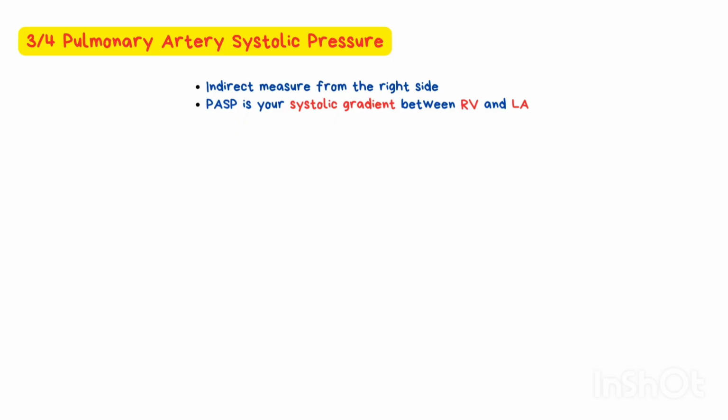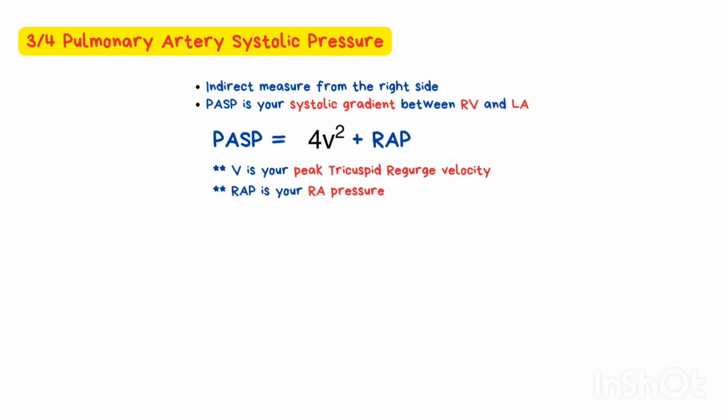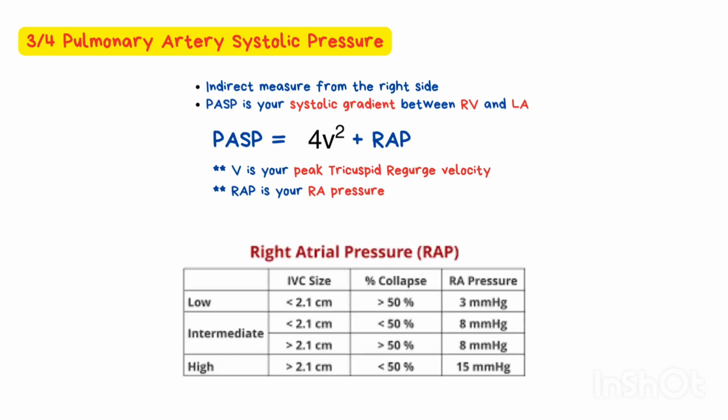This correlates closely with mitral valve resistance. The formula is PASP equals 4 times tricuspid regurgitation velocity squared plus the estimated right atrial pressure. We estimate RAP by evaluating the inferior vena cava, or IVC, using a subcostal window. Specifically, we look at two things: the diameter of the IVC and how much it collapses with inspiration, also called the sniff test. The IVC reflects central venous pressure because it drains directly into the right atrium.